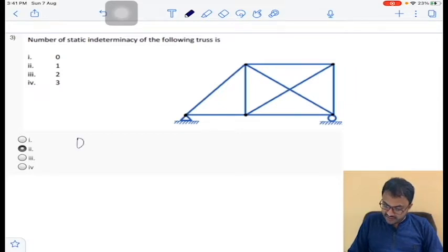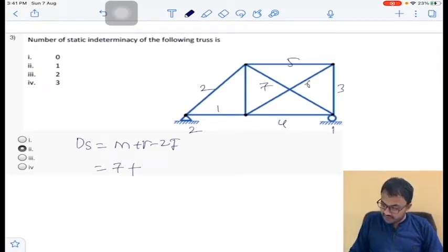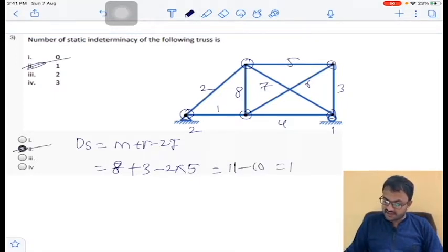Degree of static indeterminacy for a truss is equal to m plus r minus 2j. How many number of members? 1, 2, 3, 4, 5, 6, 7 members are there. And number of reactions 2 here, 1 here, 3. Minus 2 into number of joints. Here 1 joint, 2, 3, 4, 5. 2 into 5 is 10. 8 number of members are there. So it is 11 minus 10. That is degree of static indeterminacy is one. Option second one is the answer.